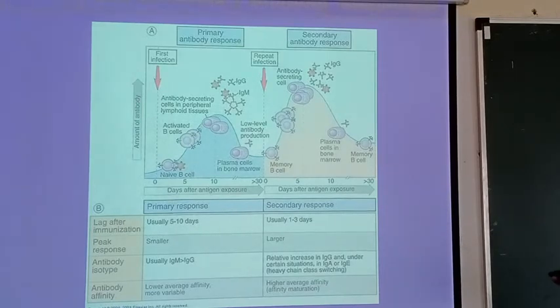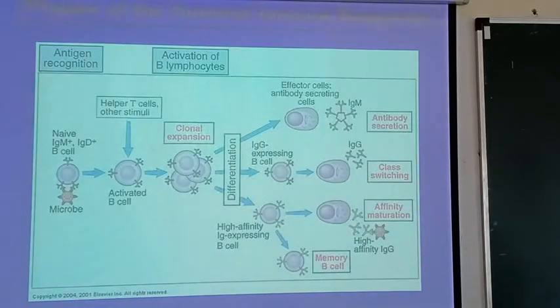The peak response in the primary immune response is very small, while in the secondary immune response it is very large. In the primary response, IgM is always greater than IgG, but in the secondary response IgG is the major immunoglobulin synthesized, along with IgA and IgE. The average affinity is lower and more variable in the primary response, whereas higher average affinity is found in the secondary immune response.